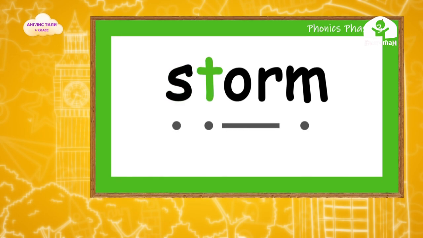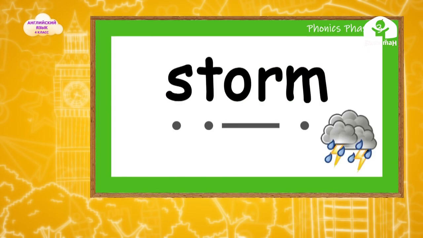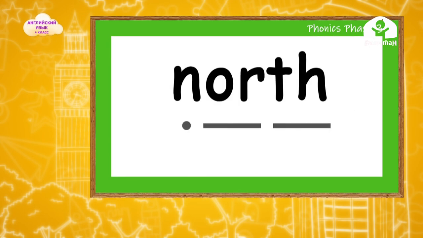St, OR, M, storm. That's a tricky one. Let's try it again. St, OR, M, storm. Well done! Shall we try the next word? N, OR, TH, north. Did you spot the two digraphs in this word? N, OR, TH, north.